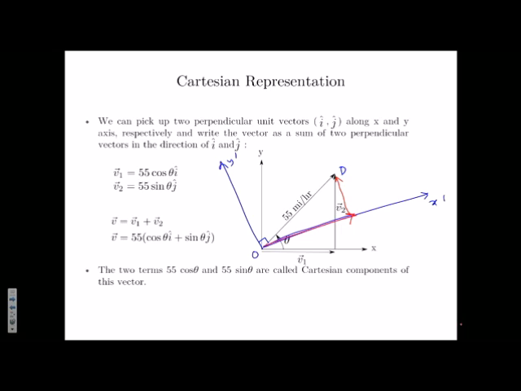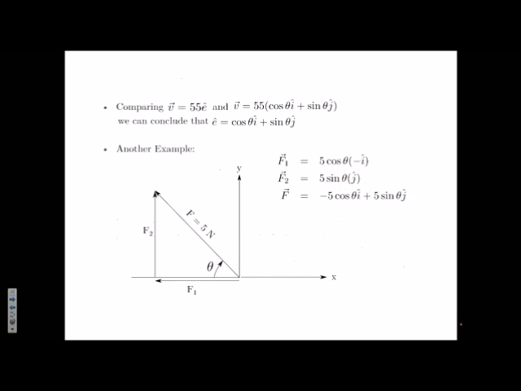So 55 cosine theta and 55 sine theta are called the Cartesian components of this vector. Cartesian components are essentially nothing but the x and y components. So you have to pick your x and y direction, and then you can write your Cartesian components. This is called a Cartesian representation. Given any vector, whether it's a velocity, acceleration, or force, if you know its direction and magnitude, all you have to do is a little bit of trigonometry, drop the perpendiculars from the tip to the x and y direction, look at these lengths and the direction you're moving in, and you've got your Cartesian components. Okay, so let's look at an example.